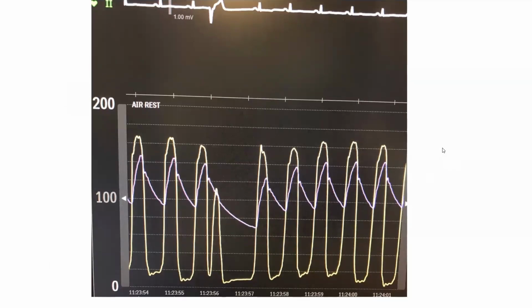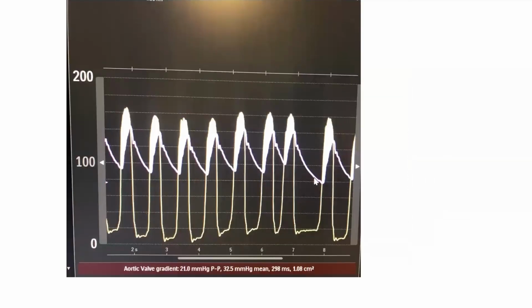Is this severe AS? It doesn't look severe by gradient peak to peak. The peak to peak is in the early 20s. Every box is 20 millimeters of mercury. It's in the early 20s millimeters of mercury. It could be low gradient severe AS, but by gradient, it's not severe. You have to prove the valve area is low to call it severe here, low gradient severe AS.